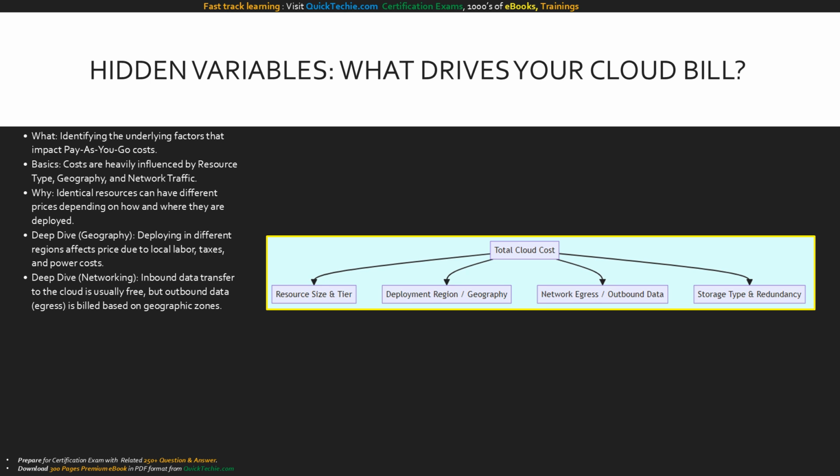It splits into 4 main pillars: the compute resource size and tier, the specific deployment region you choose, the volume of network egress data leaving the data center, and your storage type and redundancy levels. Managing all 4 is key to cost control.